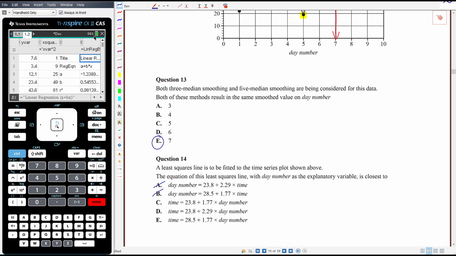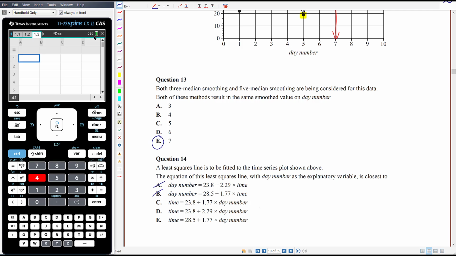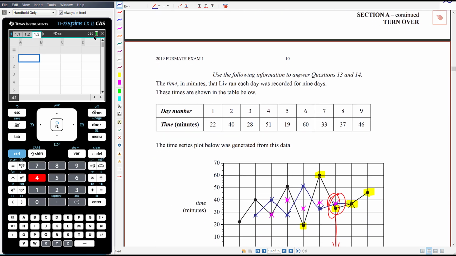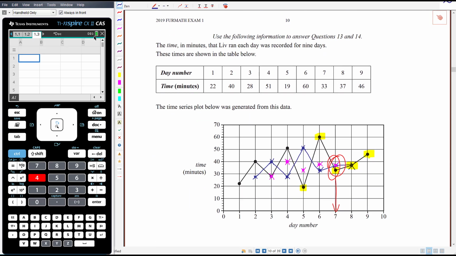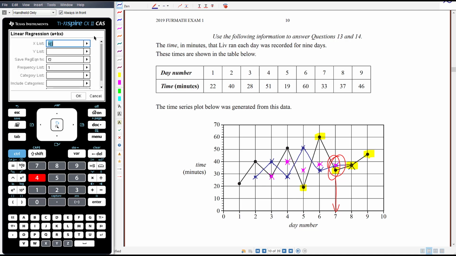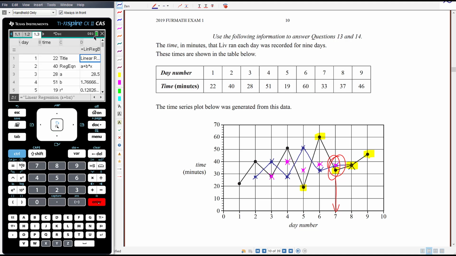So I'm going to insert a new page into my document, another lists and spreadsheets, and I'm going to be entering in this time series data. I'll just pause the video while I do that again. Okay, so I've entered in the data, so we're going to do menu 414 for the least squares regression. Our X list in this case is day number, so I just called that day, and our Y list in this case is time, which I just called time, and that's all we need.